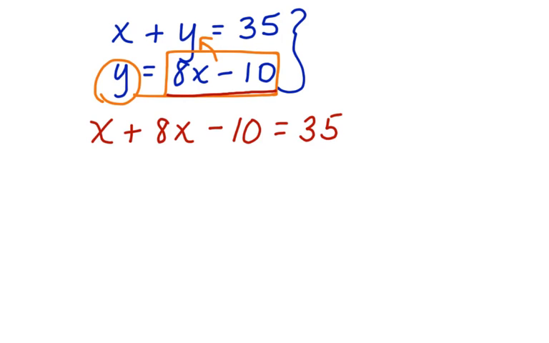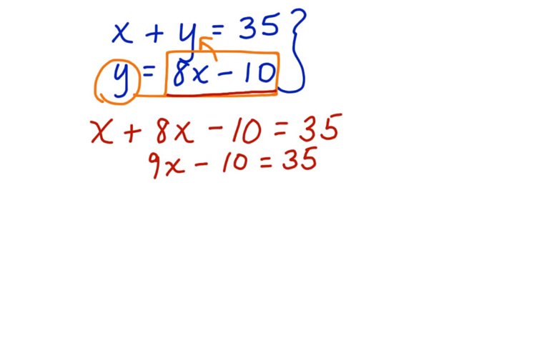And now we can solve for x, because notice that the y has already been taken away because we substituted 8x minus 10 in for y. Let's solve it now for x. 1x plus 8x is 9x minus 10 equals 35.